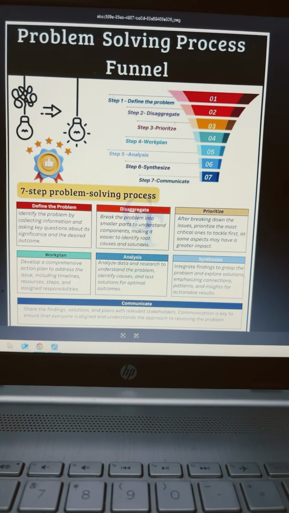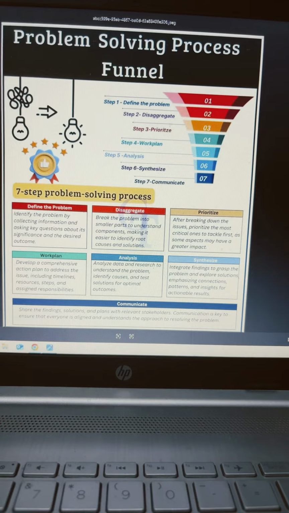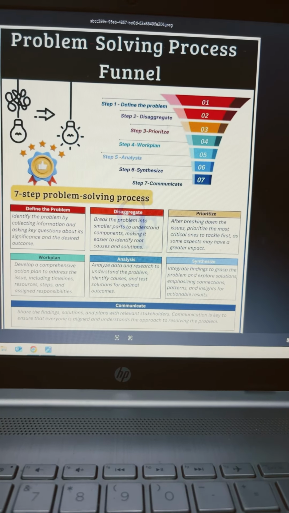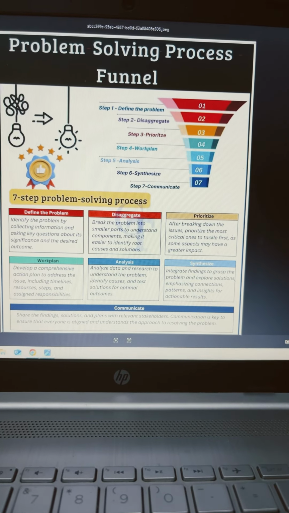Good morning, everyone. Today we'll be discussing the concept of the problem solving process. These are the basic steps that an individual needs to follow in finding any problem solution. So we'll be discussing the steps one by one.